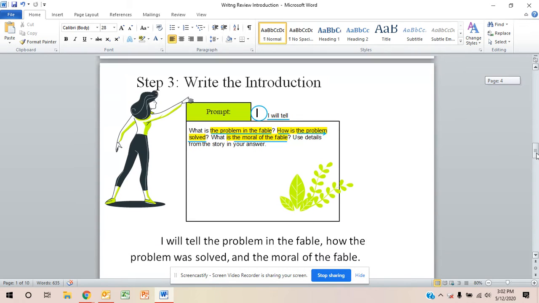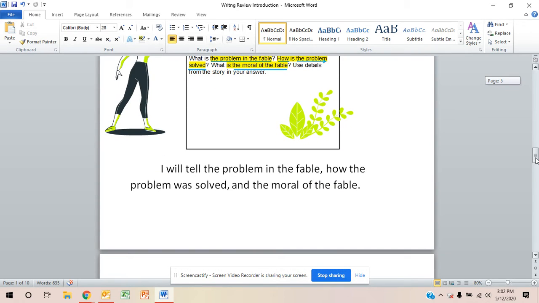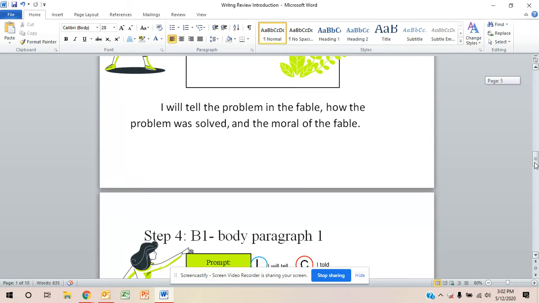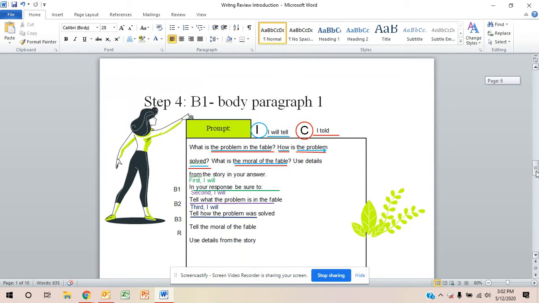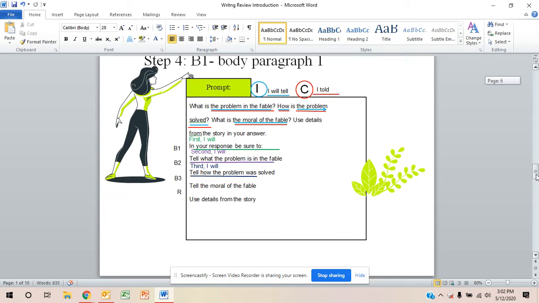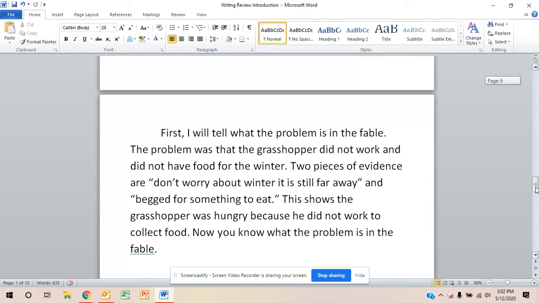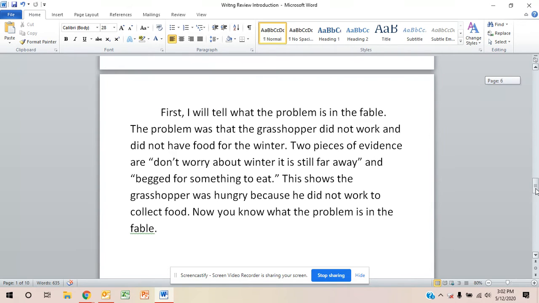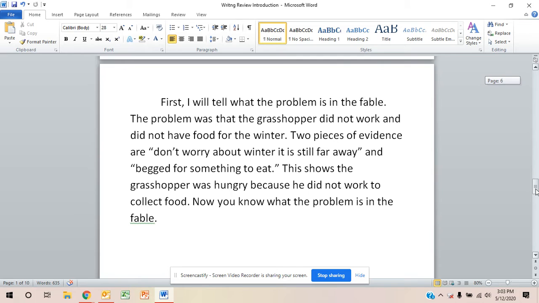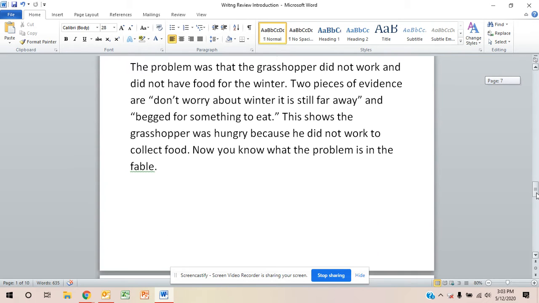Step 3 is to write the introduction, which we did, which was telling the problem, how the problem was solved, and the moral of the fable. Step 4 we did last week, which was body 1, paragraph 1, which was first I will tell the problem in the fable, how the problem was that the grasshopper did not work and did not have food for the winter. 2 pieces of evidence are, don't worry about it, winter is still far away, and beg for something to eat. This shows the grasshopper was hungry because he did not work to collect food. Now you know what the problem is in the fable.